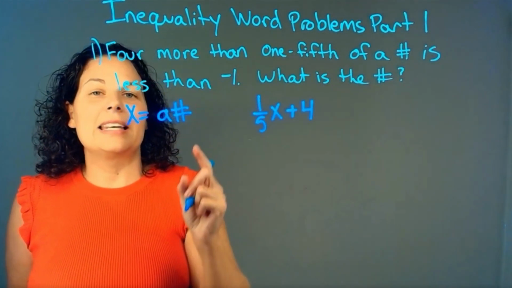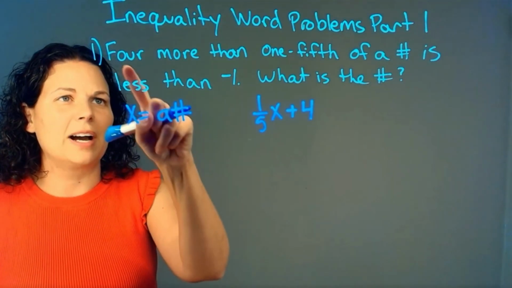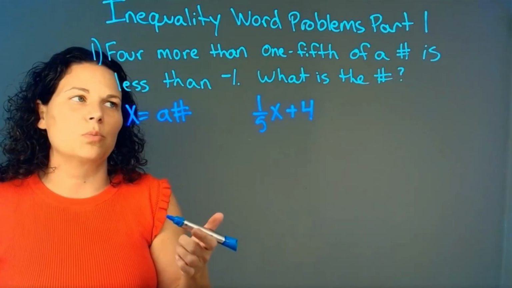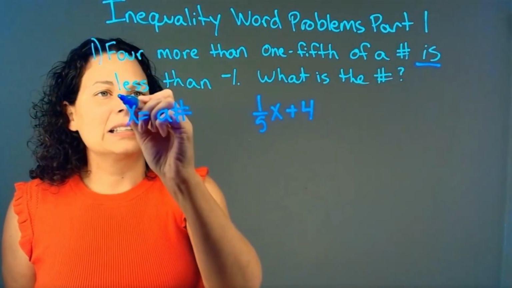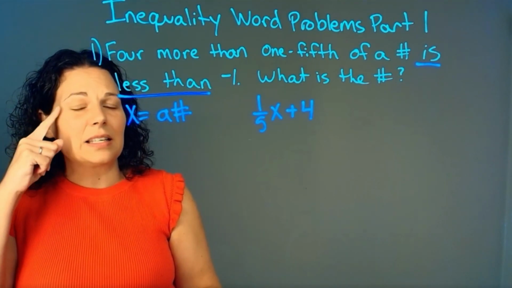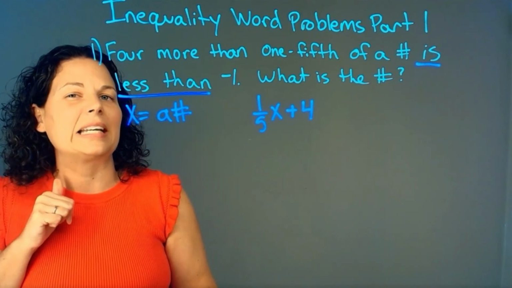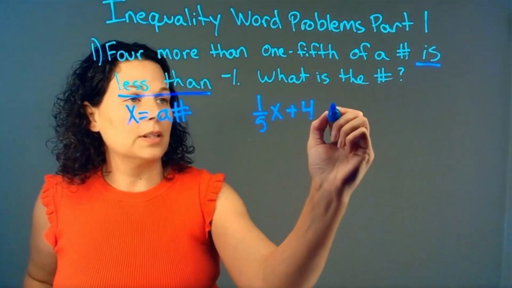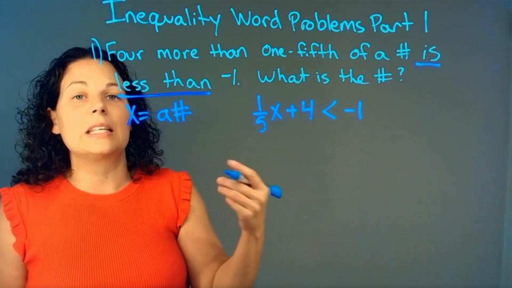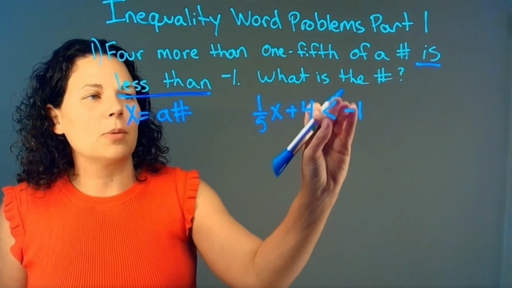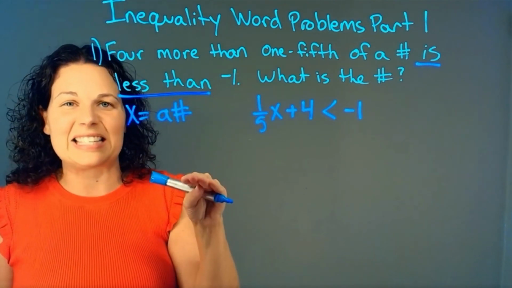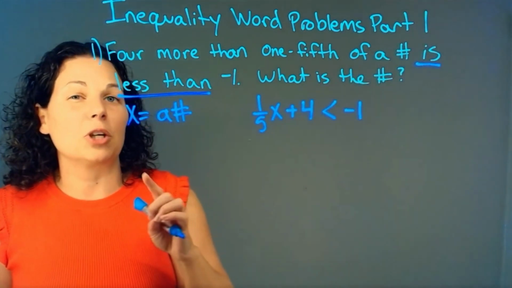Is less than. Now, here's where you have to be really careful. We've got a more than and we've got a less than. How did I know which one was which? Is less than. Is means equal. So I look for the is, and I know that's probably where my sign is. Is less than means I do a less than sign, -1. Is more than, is greater than, is equal to. All of those tell me that there's going to be a sign there. This one just said 4 more than. It didn't have the is in there. So look for the is and that'll be your clue.